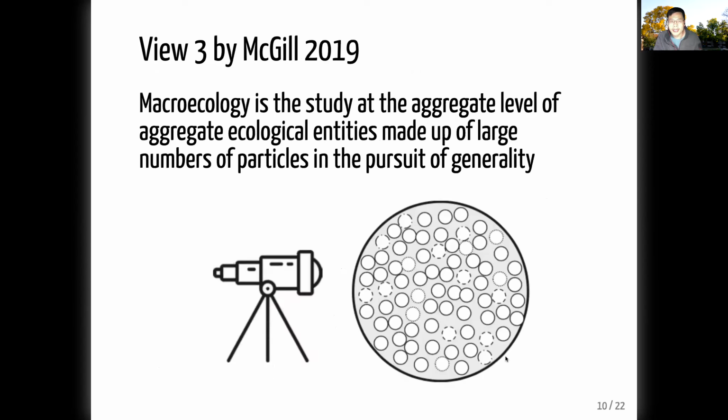Okay, and then we move on to the third view put forward by McGill. He argued that macroecology is the study, at the aggregate level, of aggregate ecological entities made up of a large number of particles in the pursuit of generality. So here, one example is that these different small circles are just different particles, and we aggregate them together. Then this is going to be the large black circle. So that's an aggregated ecological entity, and we're going to study that.